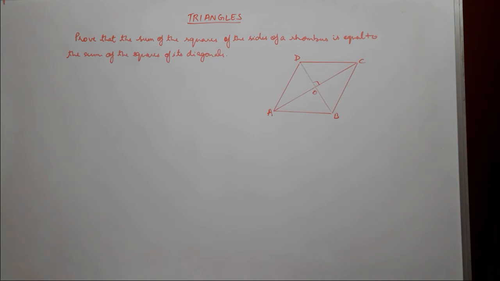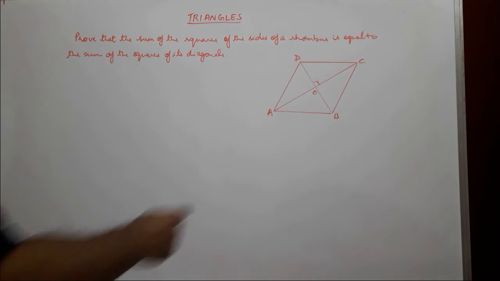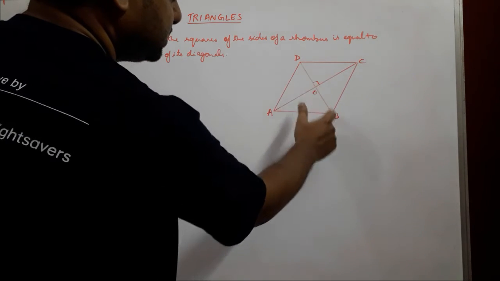Alright, so our next problem is: prove that the sum of the squares of the sides of a rhombus is equal to the sum of the squares of its diagonals. So I've drawn or constructed a rhombus over here. As we may recall from our 9th standard, a rhombus is a parallelogram whose sides are equal. But what is a parallelogram? Remember, in parallelograms the opposite sides are equal, opposite angles are equal.